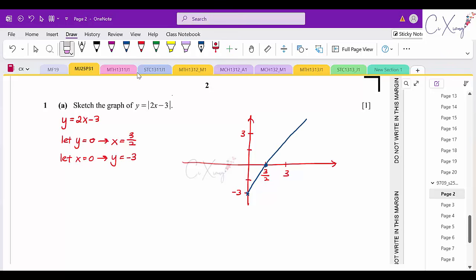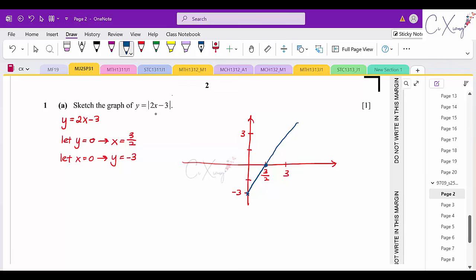Okay, so you connect the 2 points by using a ruler. Yeah, so it should be a straight line now, right? Okay, so let's draw a nice straight line here. My line will not be very perfect, but for yourself, please use a ruler to draw it out. Okay, then after that, because we put the modulus sign, right?